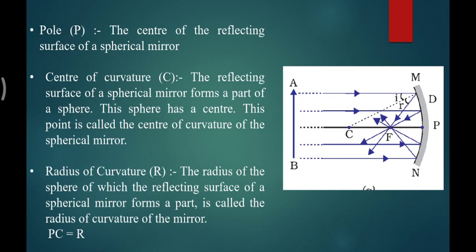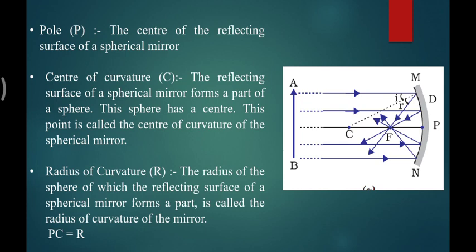Okay, let us start with the first term which is associated with the mirror. Here I have especially taken a concave mirror for our discussion. You can apply the same things to the convex mirror also. The first term is called pole. As you can see in the mirror, the point P at the middle of the mirror is named as pole, the center of the reflecting surface of this spherical mirror. Here we have one spherical mirror, the center of it is named as pole. It is represented by P. So the first term is clear for us.